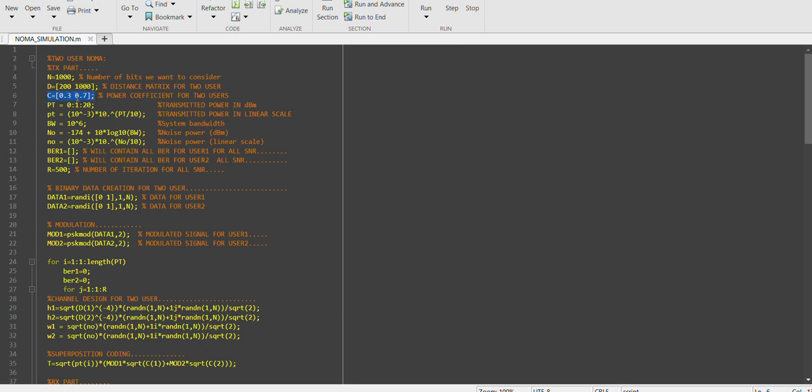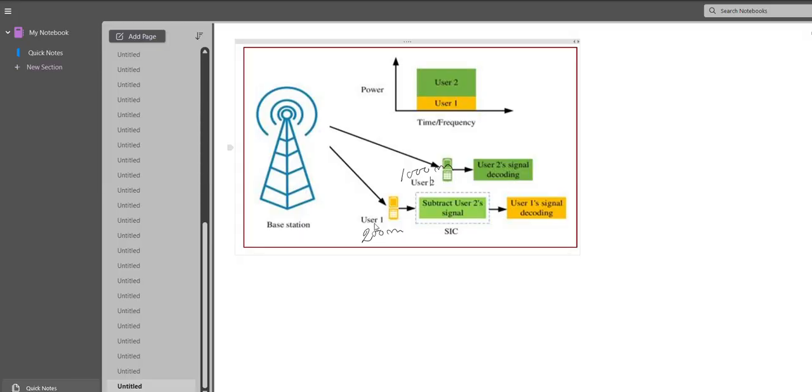Now we need to give the power coefficient of the respective user based on their channel condition. Now here user 1 is a strong user and user 2 is a weak user. So the power coefficient for user 1 suppose it is alpha 1, and for user 2 suppose it is alpha 2. Now this alpha 1 should be less than alpha 2, as user 1 is a strong user, so we will give him the lower power.